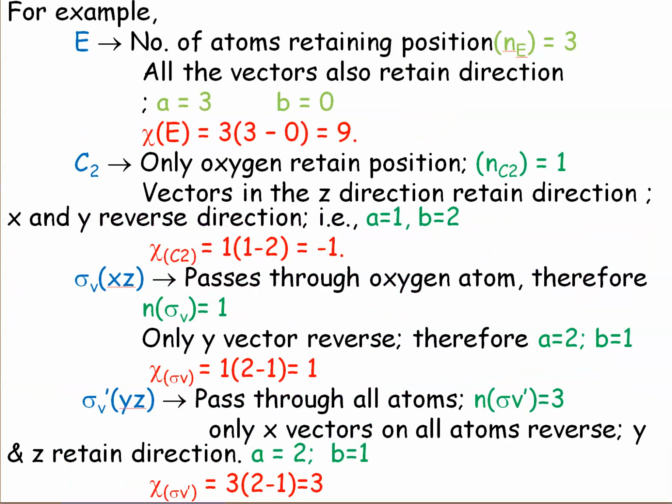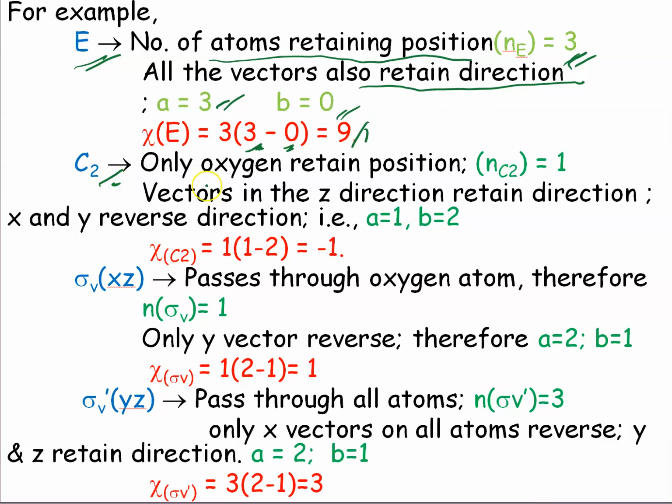Okay. For example, in the case of operation E, the number of atoms retaining position nr is equal to 3. All the atoms retain their position and all the vectors also retain their direction. Though there is the E operation, all remain the same, there will be no change. Therefore, a is equal to 3, b is equal to 0, nr is equal to 3. So 3 into 3 minus 0, nr into a minus b. So it is 9. In the other method also we get 9. Same thing, no change.